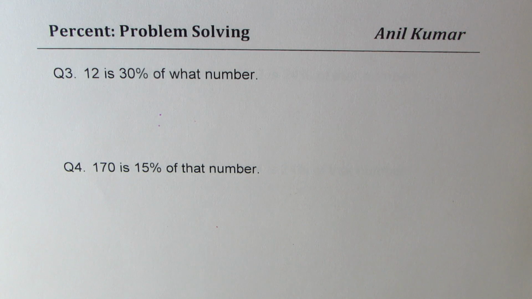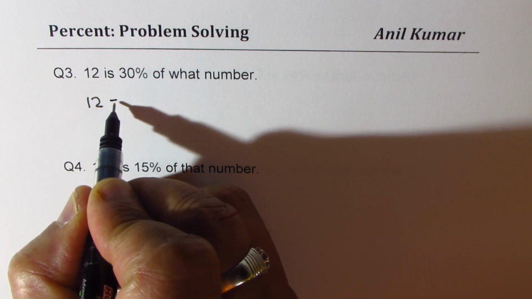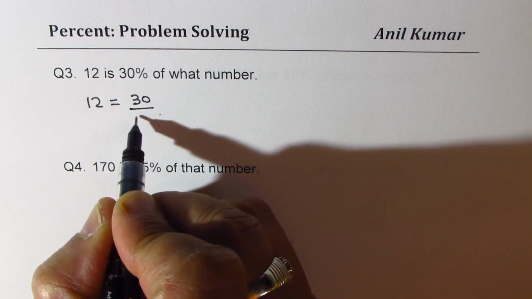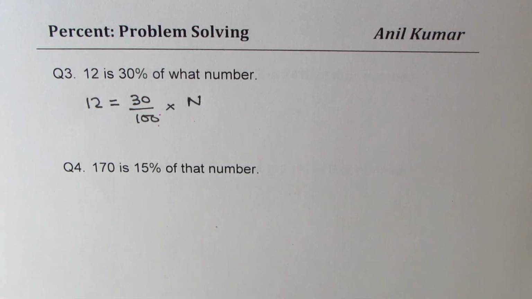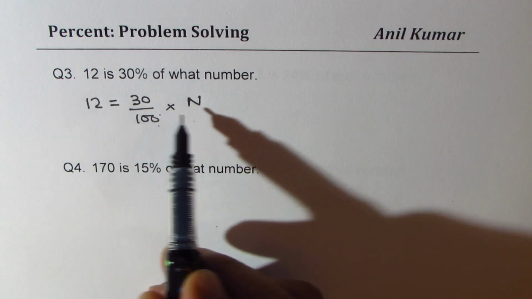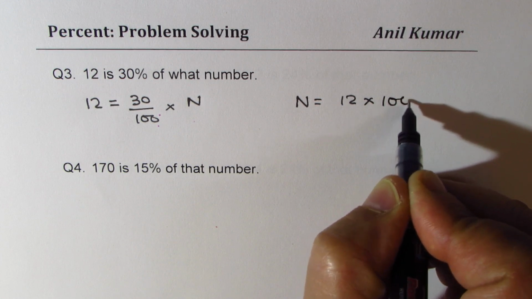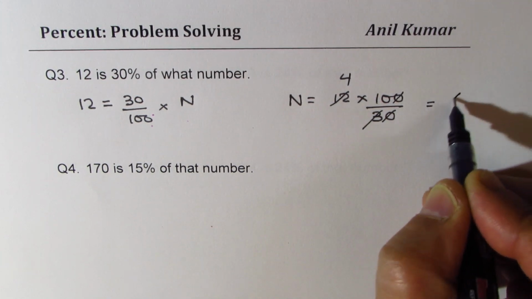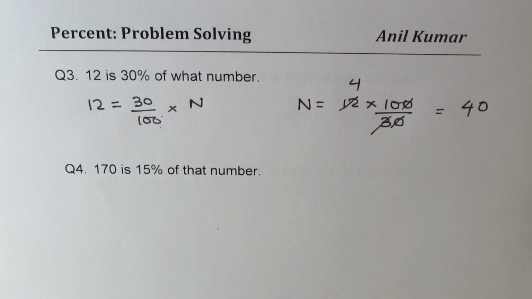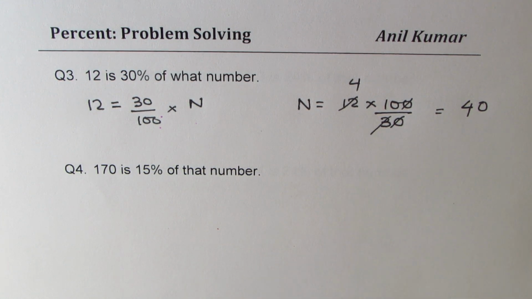Question number 3. 12 is 30% of what number? Now 12 is means equal to 30%, 30 over 100, of means times, what number we don't know, let's write N. Now it is simple. Translate. So cross multiply. We get N equals 12 times 100 divided by 30. You could cancel this. 3 goes 4 times and we get 40 as our answer. Correct? Since that is already a whole number, we'll write it like this. No need to write 0.0.